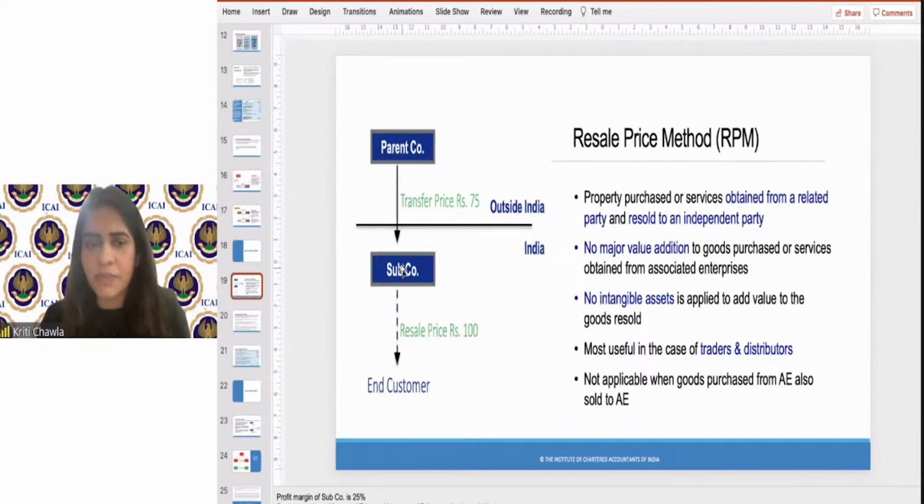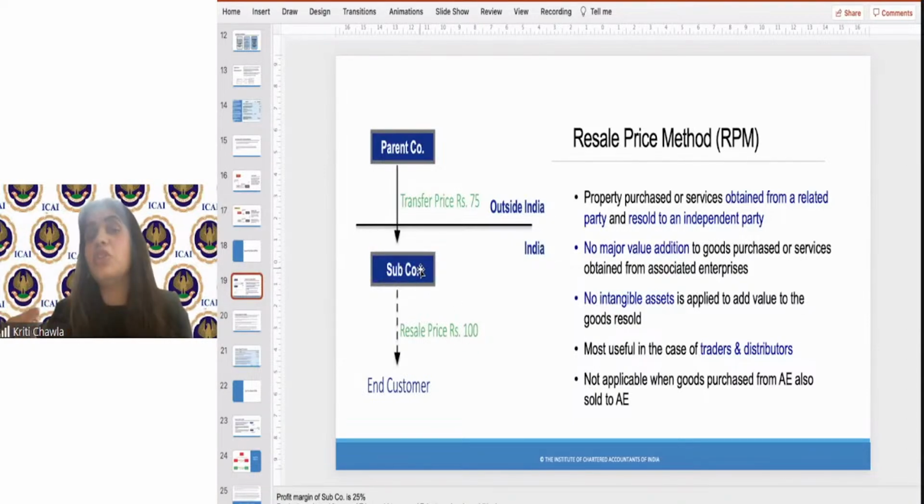So now when you see that this is a related party situation, then you have to use a resale price method. Now, what do you do in a resale price method? Well, because this is a related party situation, you have to substantiate that the price that the parent company has sold to the subsidiary company, this price of 75 rupees, is at ALP. Why are we substantiating it? Well, that is because this is a related party situation. So you have to substantiate that this 75 rupees is at ALP. In other words, you can also substantiate that the profit that this subsidiary company has made, which is 25 rupees, is at ALP.